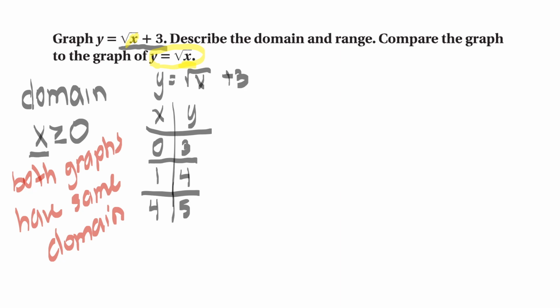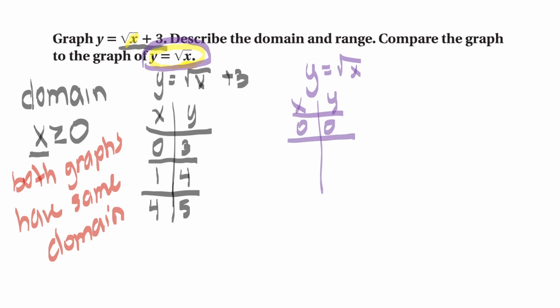All right, now I'm going to compare that to our base graph, which is y equals the square root of x. So I'm going to use the same numbers for my x values because I know they have the same domain, but I'm going to get a different y value. So 0, 0, 1, 1, 4, 2. And now we're going to compare their graphs.